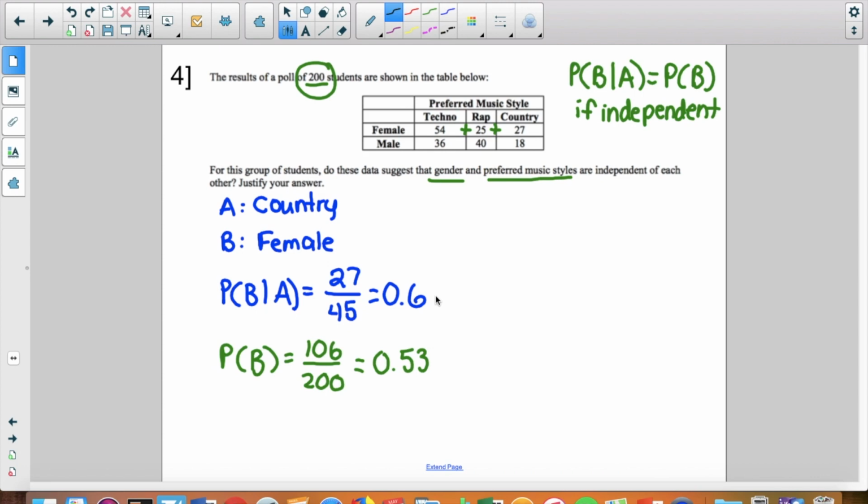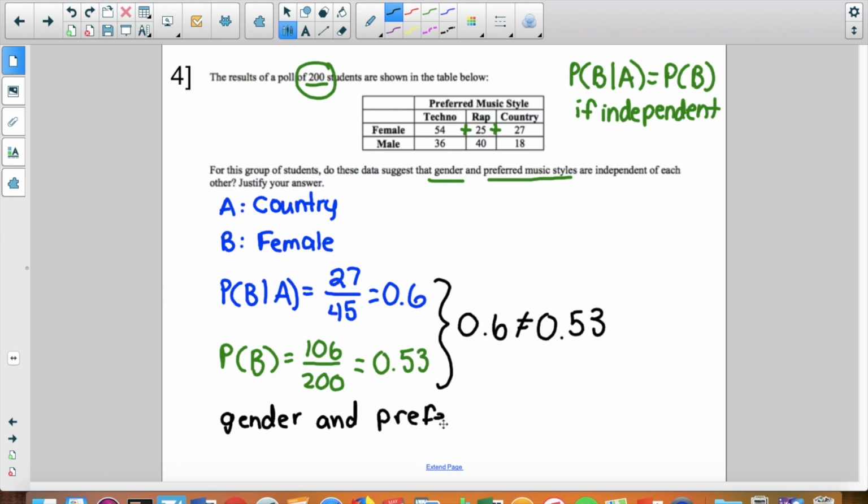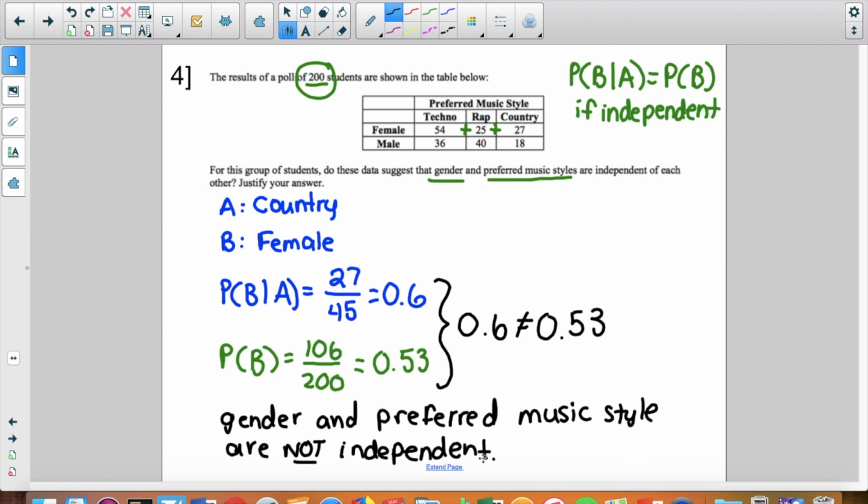Now we compare these two numbers here. 0.6 is not equal to 0.53. I don't care if they're close, they're not the same. Since they are not equal, that tells us that they are not independent. So gender and preferred music style are not independent. Okay?